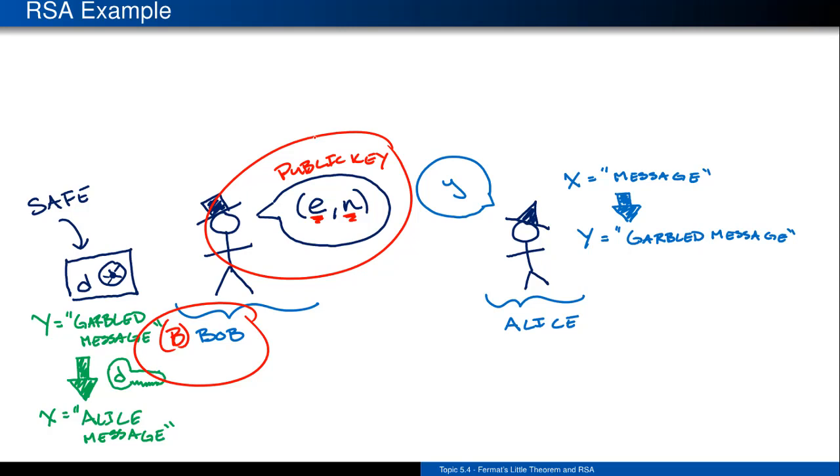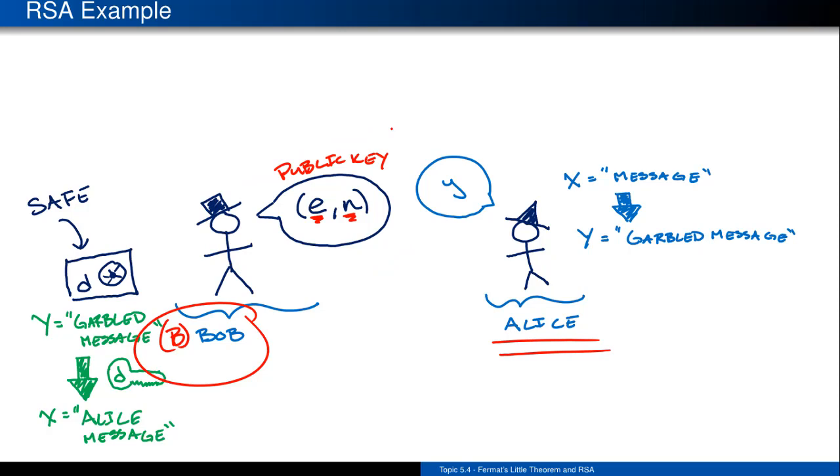These numbers E and N are somewhat suggestive notations. E is going to be some exponent, so E for exponent, and that little number N is the number we're going to be reducing things modulo. We've been using N over and over again, so it seemed natural just to use an N again. Now, if I'm another person, let's say I'm Alice.